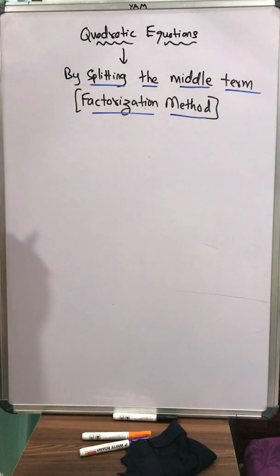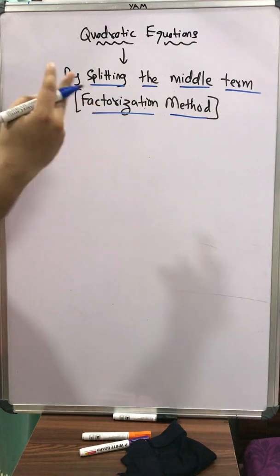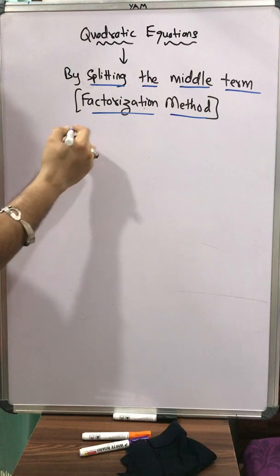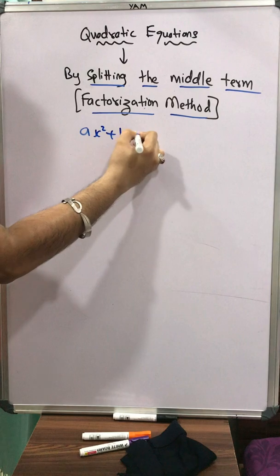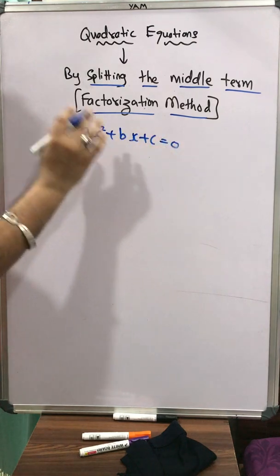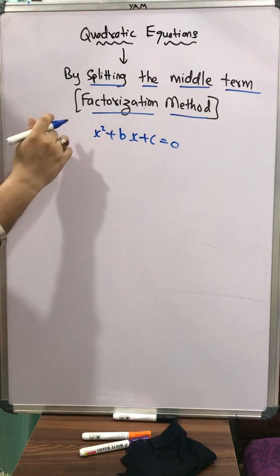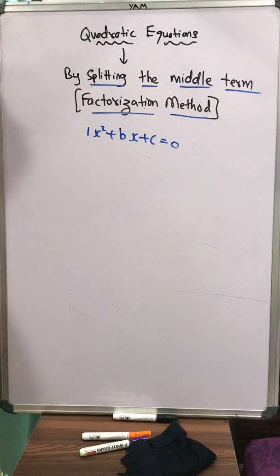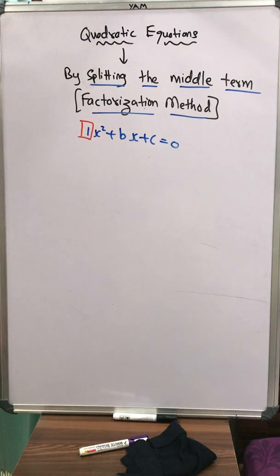In the first lecture, students, I explained that there are two types of quadratic equation. The default formula, as we know, is ax square plus bx plus c is equal to 0. This is the default general formula of a quadratic equation. In the first lecture, we solved those quadratic equations where the coefficient of x square was 1.